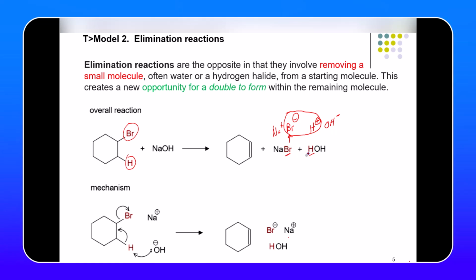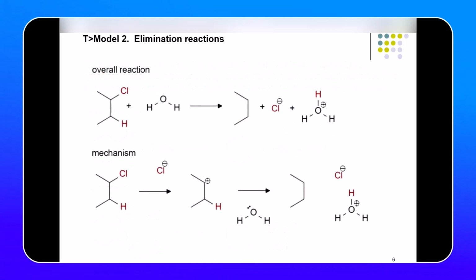In terms of the mechanism, you can see that this one occurs in a single step. We start off with lone pair to bond, and then bond to bond, and then bond to lone pair. Effectively, the H and the bromine get removed. But you can see here in this mechanism why it is that it's water that forms, and then we end up with the bromide anion. And so here's our sodium bromide ionic compound. Here's an example where we can write in the mechanism.